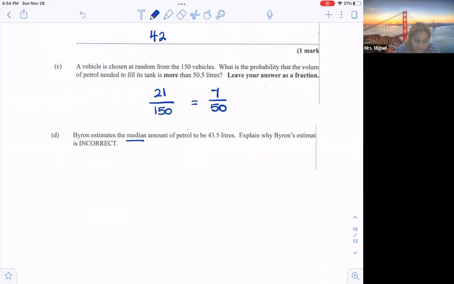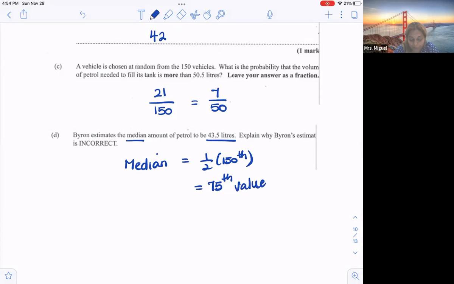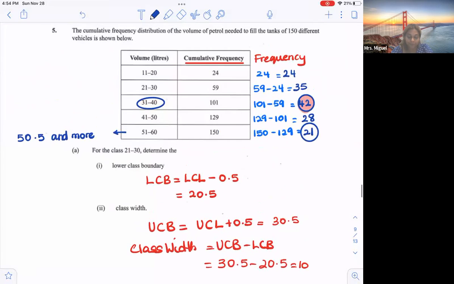Byron estimates the median amount of petrol is 43.5. The word median should give you a hint: you find the middle. So the median of what? Well, it's 150 vehicles. So half of 150, we're looking at the 75th value. So watch, Byron estimated it 43.5.